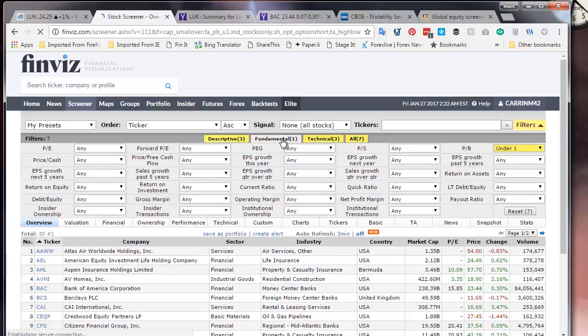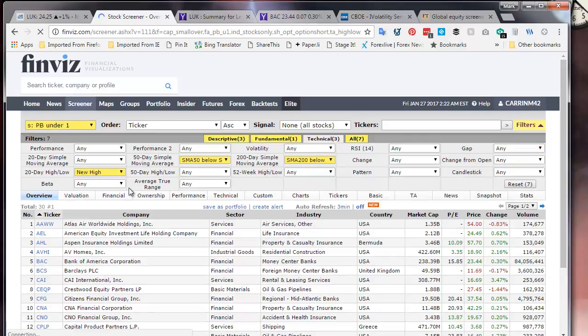Fundamental is the valuation criteria of a price to book under 1, and the technical criteria is basically how the charts look. I'm looking for something that's made a 20-day high, but I'm also looking for a staircase of moving averages so that the 200-day moving average is lower than the 50, which is lower than the 20. So I'm looking for stocks that have already turned over. The screen at the moment is showing that there are 30 items.